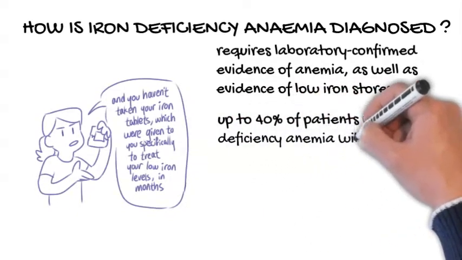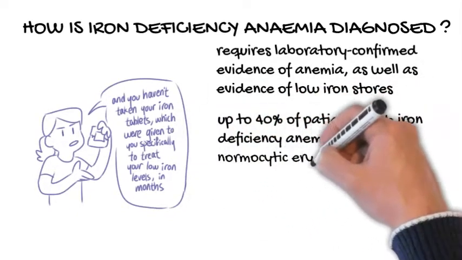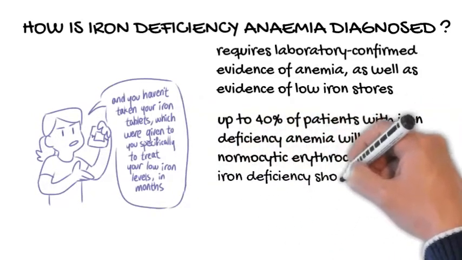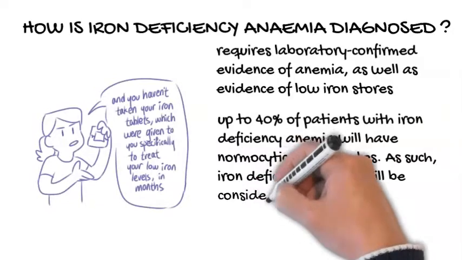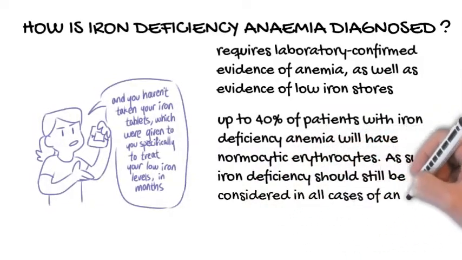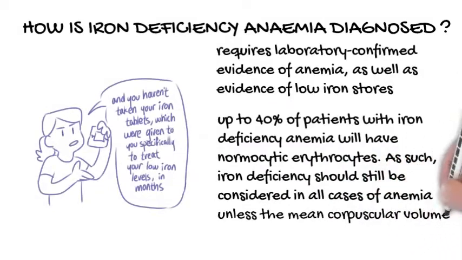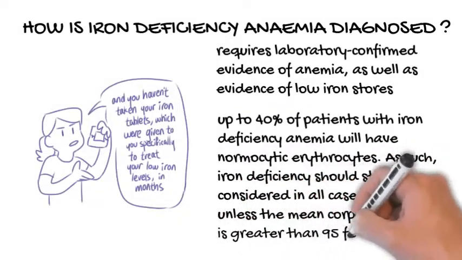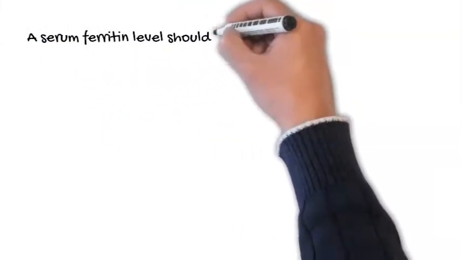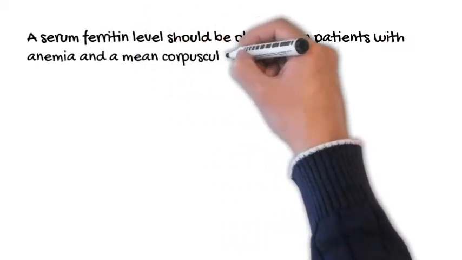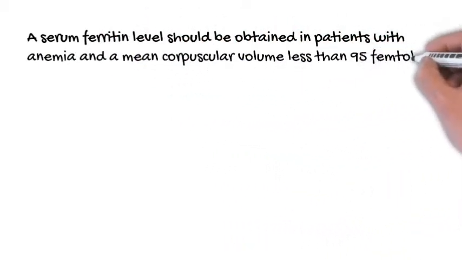Although iron deficiency is the most common cause of microcytic anemia, up to 40% of patients with iron deficiency anemia will have normocytic erythrocytes. As such, iron deficiency should still be considered in all cases of anemia unless the mean corpuscular volume is greater than 95 femtoliter. A serum ferritin level should be obtained in patients with anemia and a mean corpuscular volume less than 95 femtoliter.